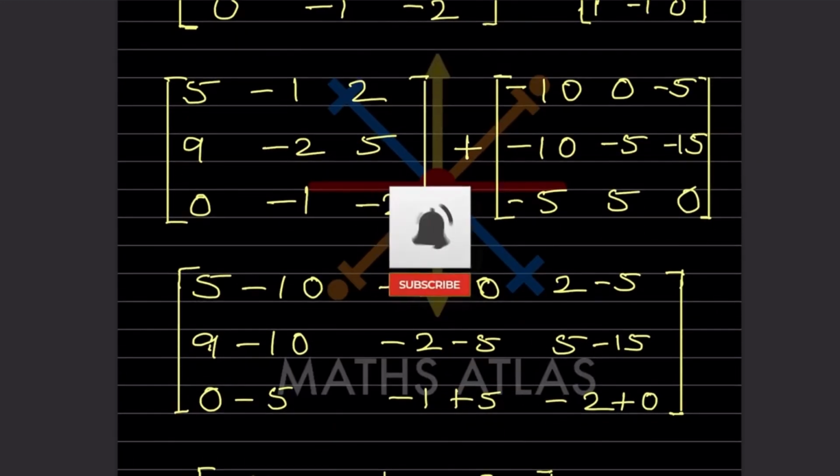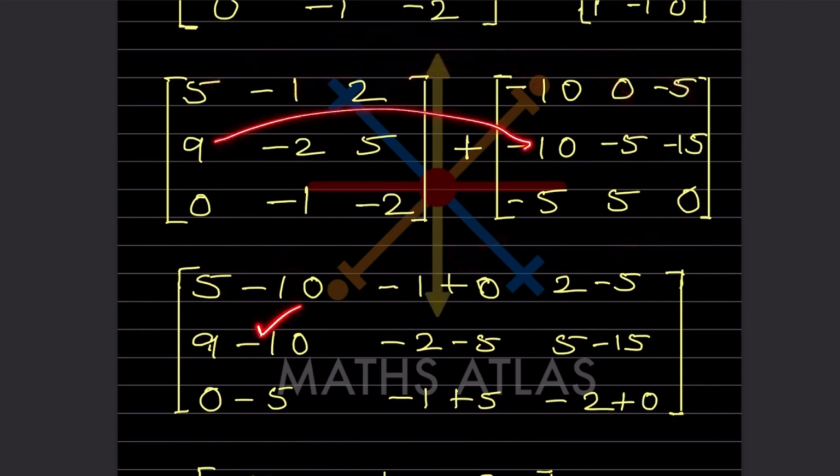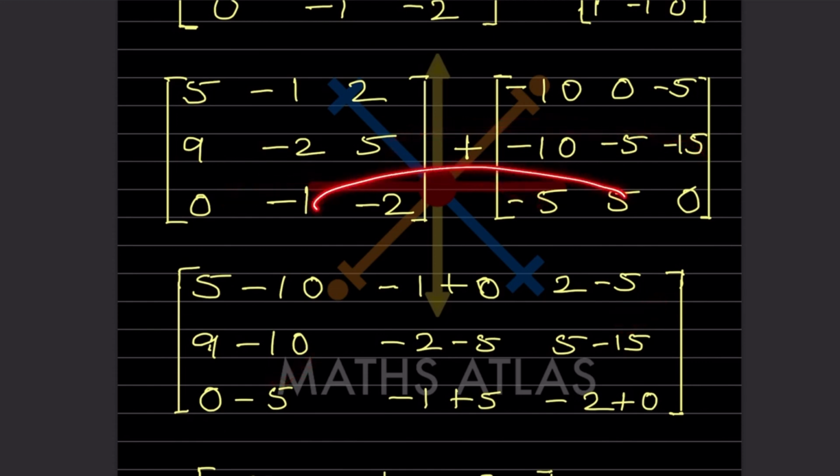What to do in the next step? This minus this over here, 2 minus 5 here, 9 minus 10 here, minus 2 minus 5 here, 5 minus 15 here, 0 minus 5 here, minus 1 plus 5 here, minus 2 plus 0 here.